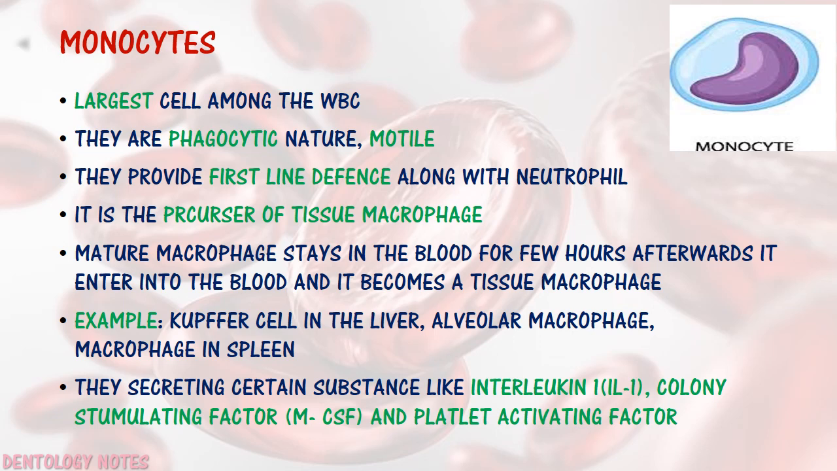Monocytes. Largest cell among the WBC. They are phagocytic in nature, motile. They provide first-line defense along with neutrophil. It is the precursor of tissue macrophage. Mature monocyte stays in the blood for a few hours, afterwards it enters into the tissue and becomes a tissue macrophage. Examples: Kupffer cell in the liver, alveolar macrophage, macrophage in spleen. They secrete certain substances like interleukin-1, IL-1, colony-stimulating factor, MCSF, and platelet-activating factor.